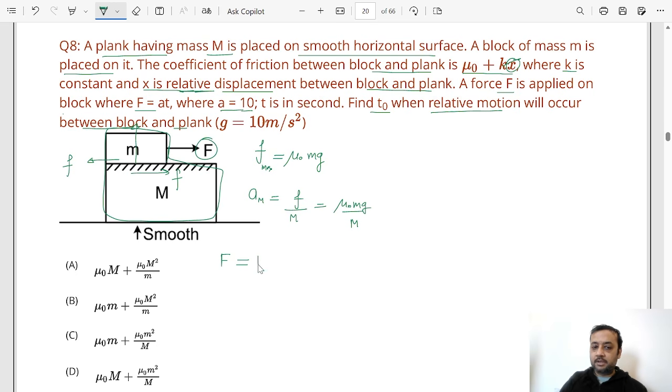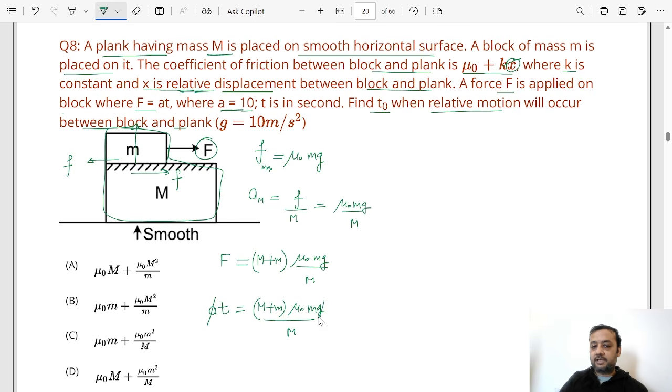That will be equal to (M plus m) into the same acceleration of the system, because whatever is the acceleration of capital M, the same is the acceleration of small m. So the entire system is accelerating at the same value. Okay, so this equation we have written on the system. So what is the value of F? That is F equals (M plus m) into mu naught m g by capital M.